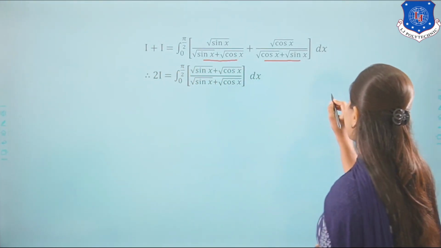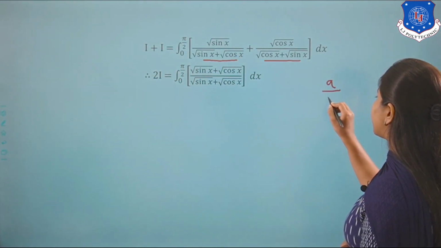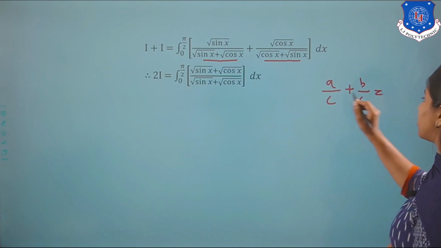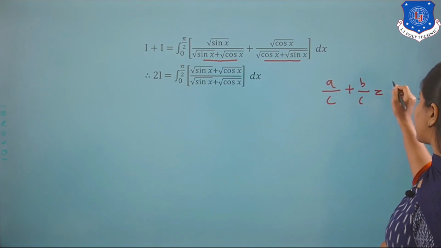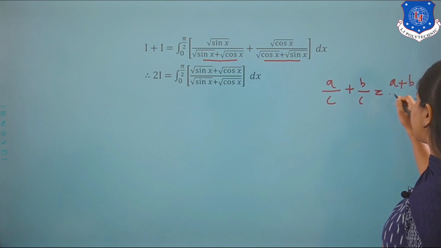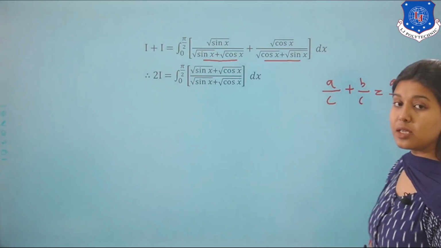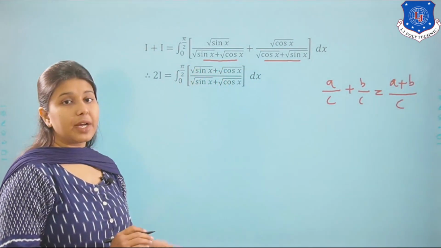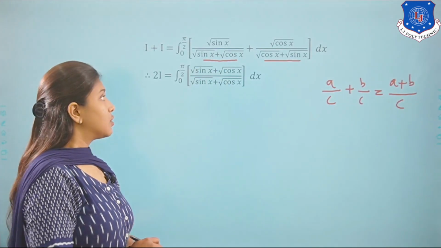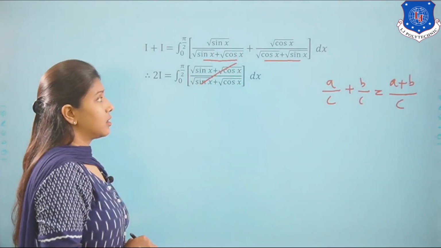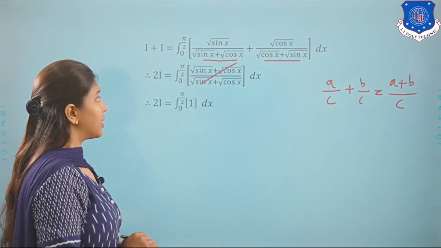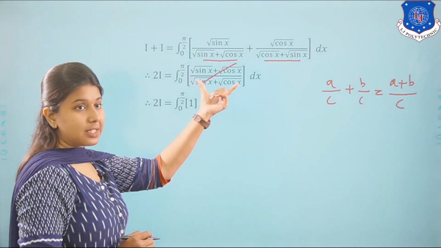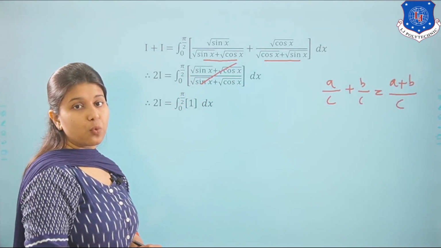You can use this formula: if we have a by c plus b by c, it is equal to the addition of numerators, that is a plus b, divided by c. Now in this term both the numerator and denominator are the same, so we can cancel it out. So we have 2I is equal to the integration of, we have nothing, so we can write it as 1 dx.